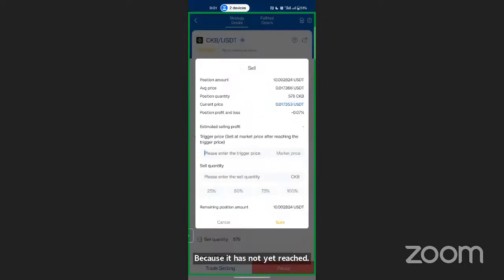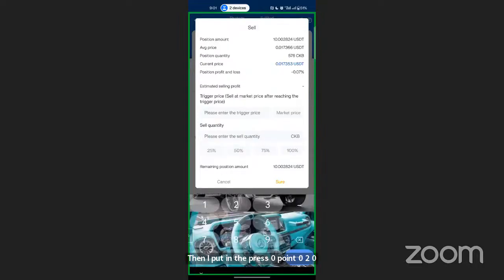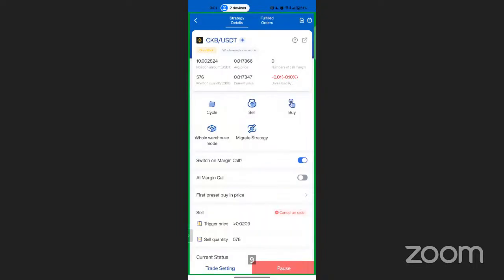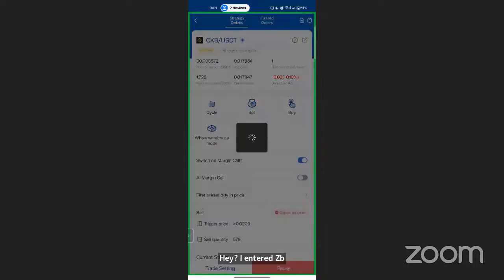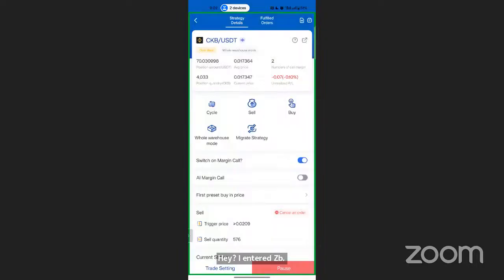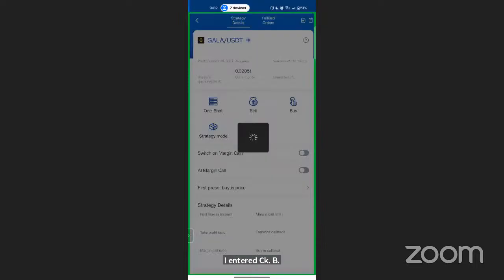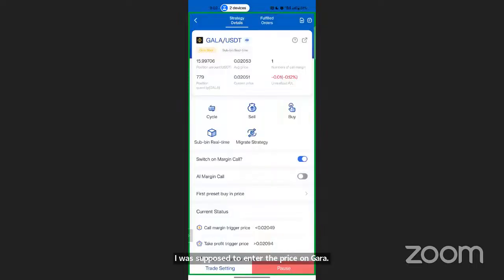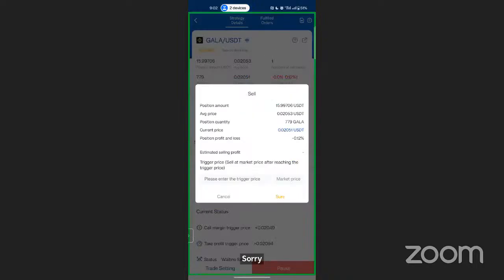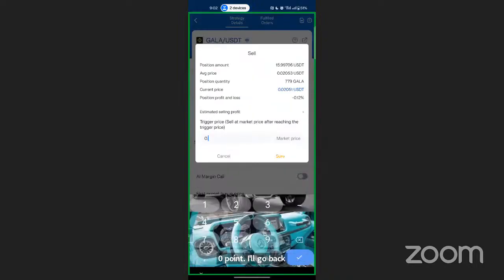Am I making sense to someone? Then I put in 0.02090, 100%. I will make $2. Hey, I entered the CKB. Oh, what's wrong with me? I entered CKB. I was supposed to enter the price on Gala. Sorry, guys. Let me put in the price here. I'll go back to CKB later, 0.02090. And then I tap sure.